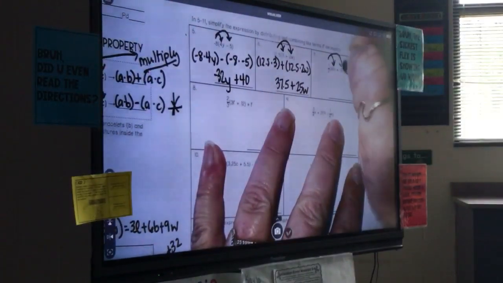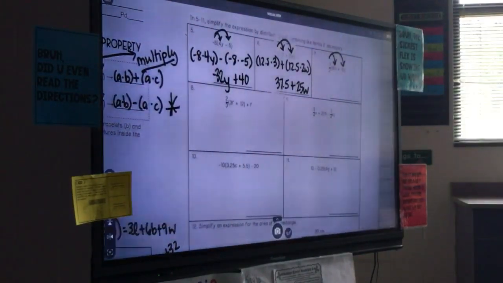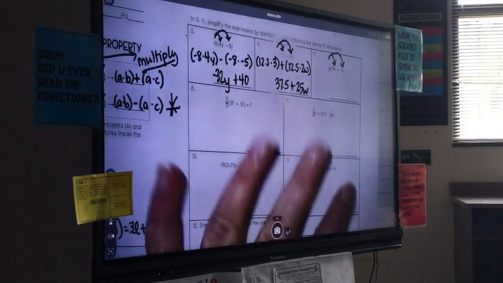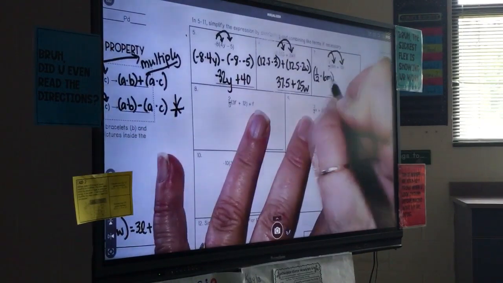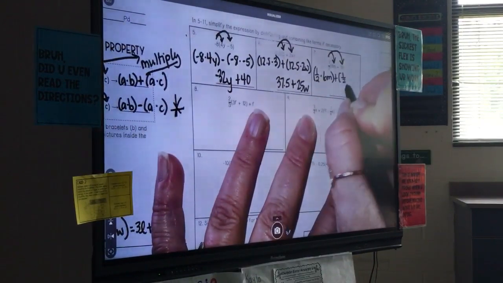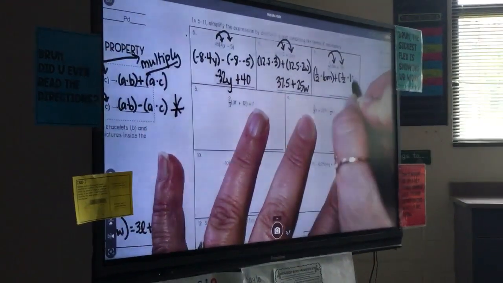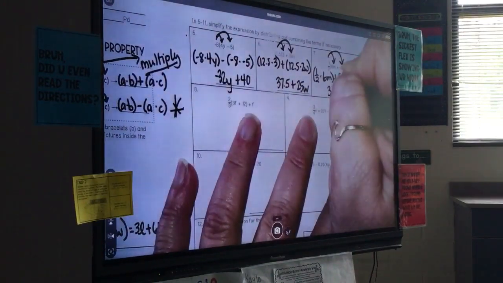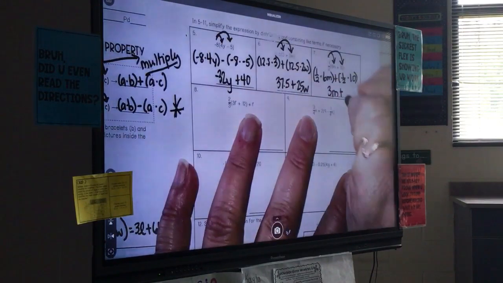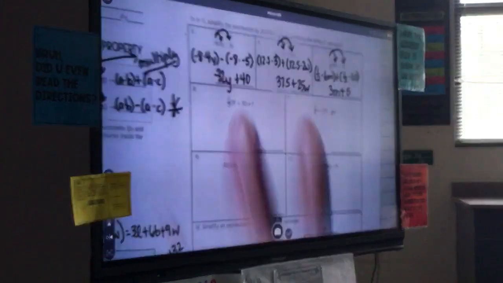All right, this next one. Keeping things as simple as possible, because math is already complicated enough. We do not need to make it harder. What is half of 6? So 3m. And then what is half of 10? Plus 5.